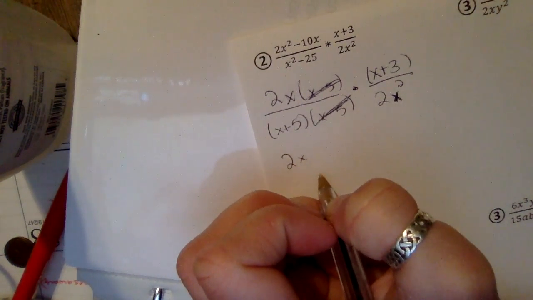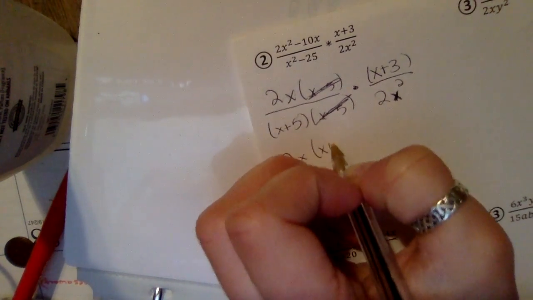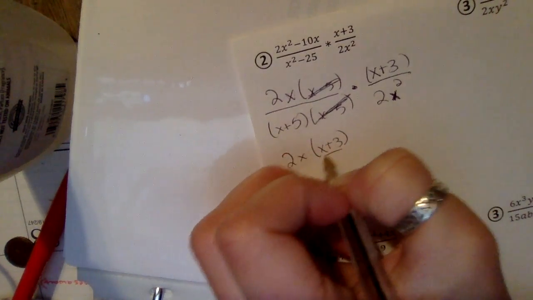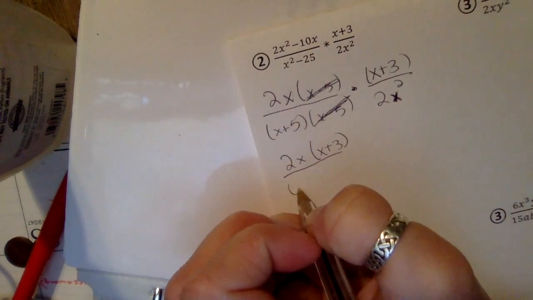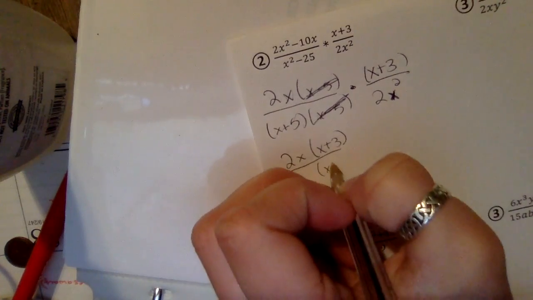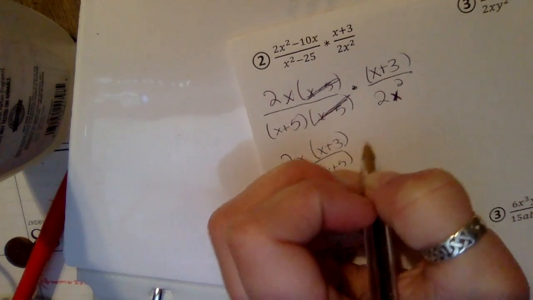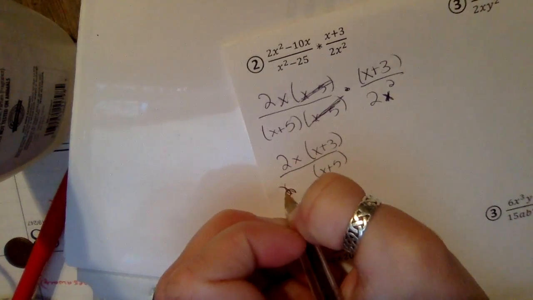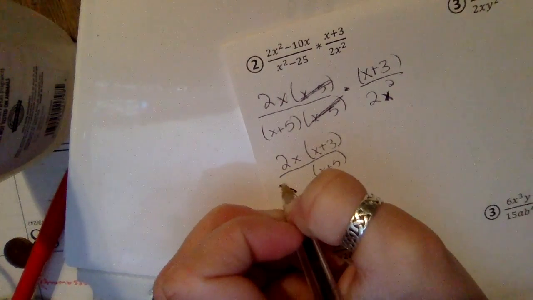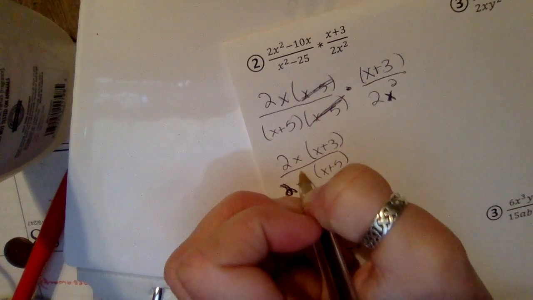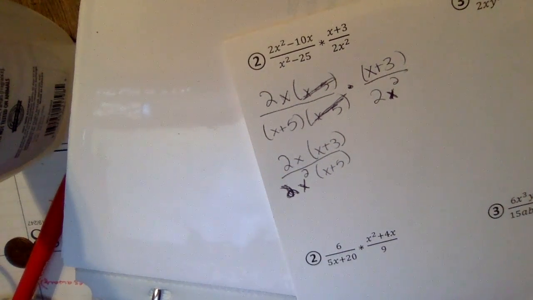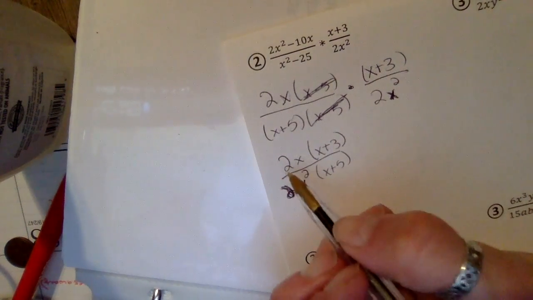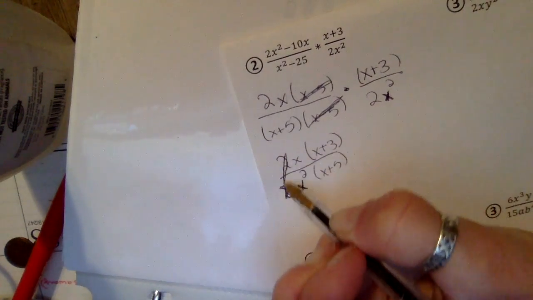So I still have a 2x on the top and an x plus 3. Over, I still have this x plus 5. But I also have this 2x squared. Now I'm going to write that out front, just so it's right below what it's going to cancel with. So the 2's cancel out.